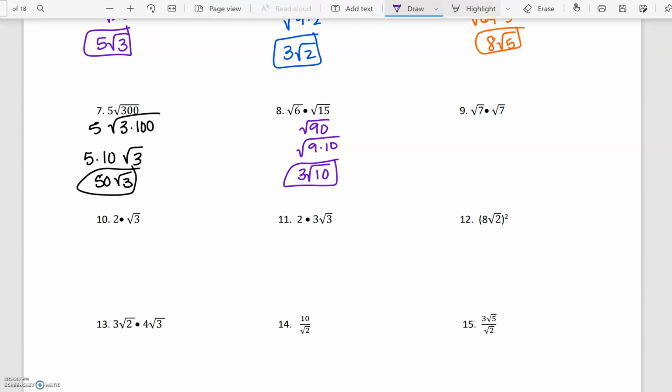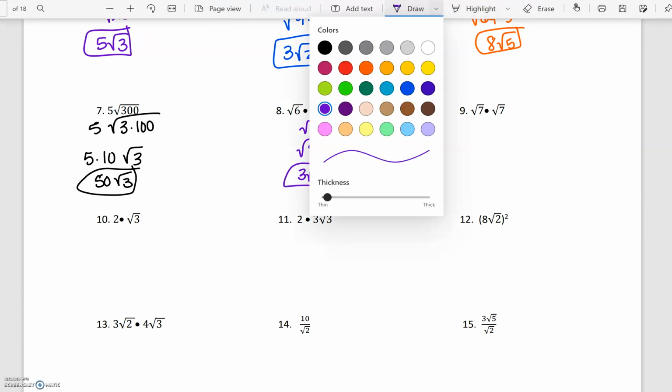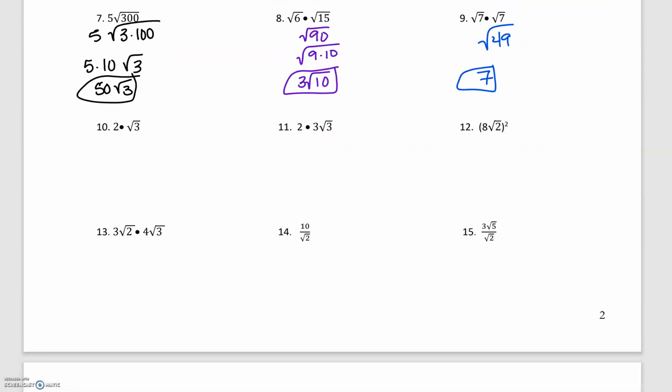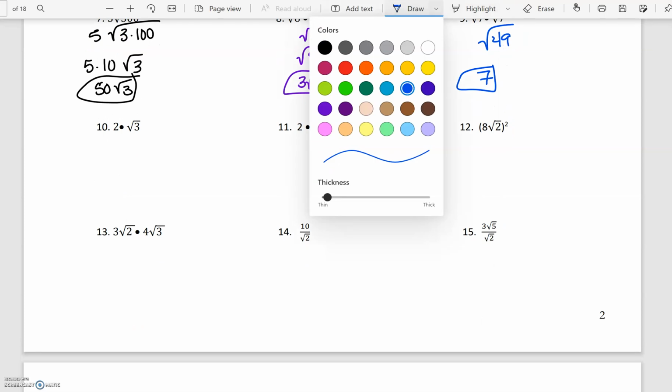7 times 7 is 49. And isn't the square root of 49 a perfect square? 49 is. It just becomes 7. When it's a perfect square and it comes out, we do not have a radical anymore over it.